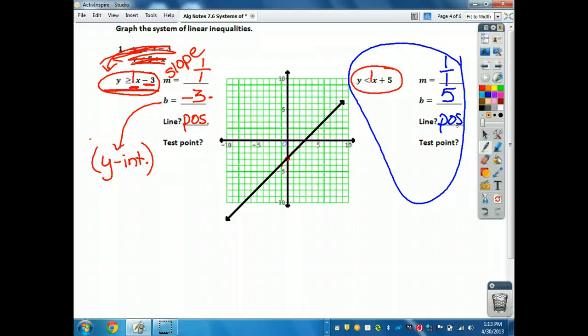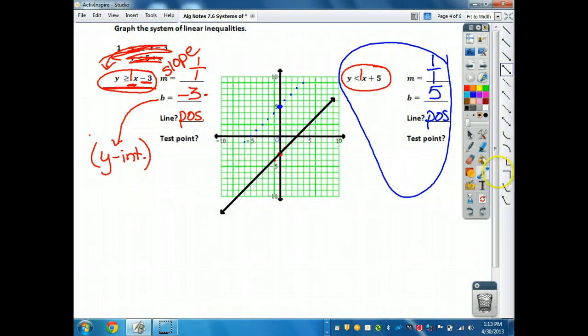Okay, so we go to the graph. Tell me where to start from the origin. Up 5. Good, up 5. Now what? Right one, up 1. Is this going to be a dotted or a solid line? Y is less than. Dotted or solid? Dotted. Because there's no equal to underneath it, so this one is a dotted line. Okay? Now we're almost done.